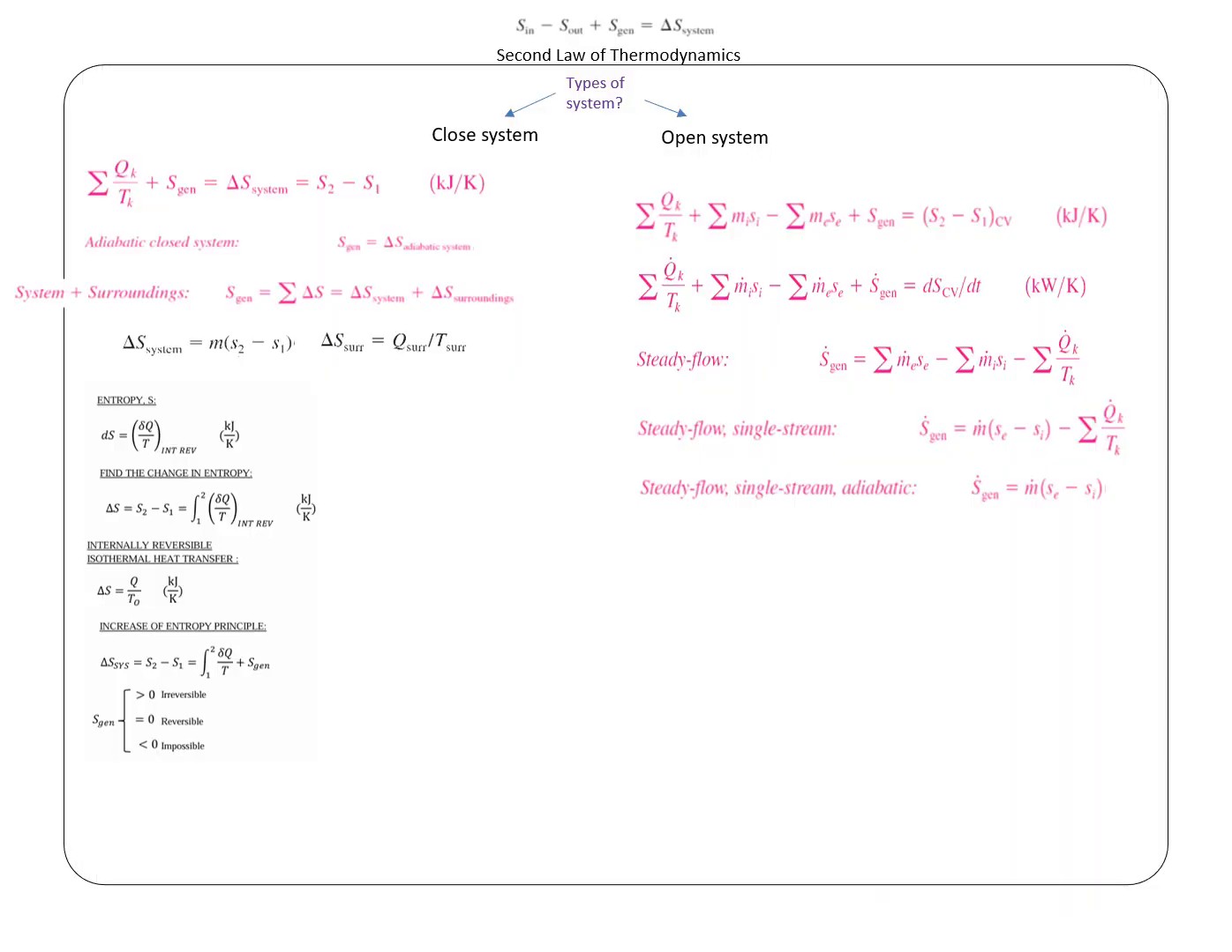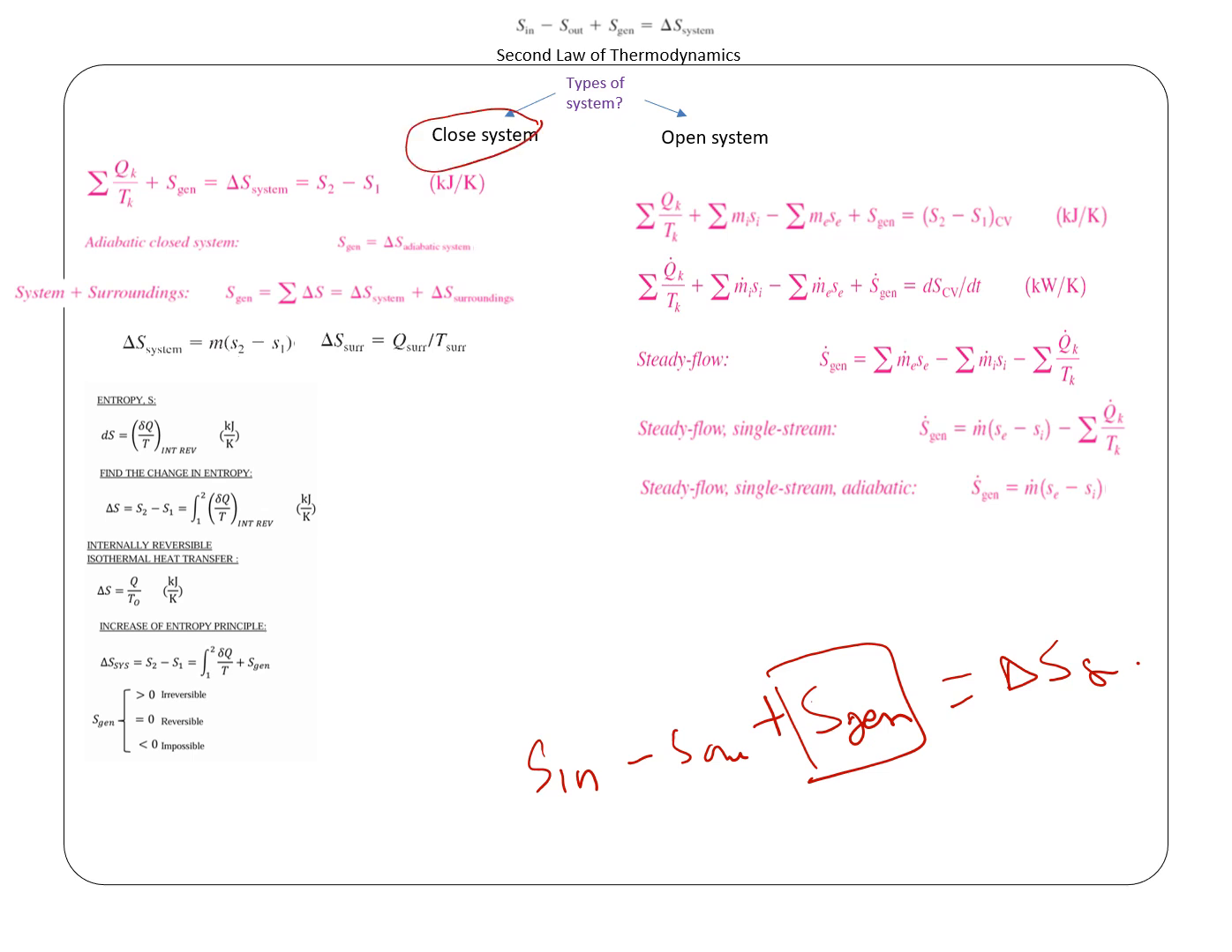Again, for the second law of thermodynamics, like energy, you have entropy in minus entropy out. Now in entropy, there is entropy generation, so entropy is not conserved. So there is another term, which is entropy generation. This is an additional term, and this equals the change in entropy of the system. You can write this equation for a closed system and an open system. Now, what are the possible ways by which you have entropy in? It is due to heat transfer.